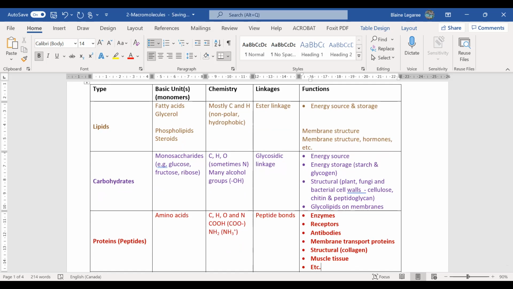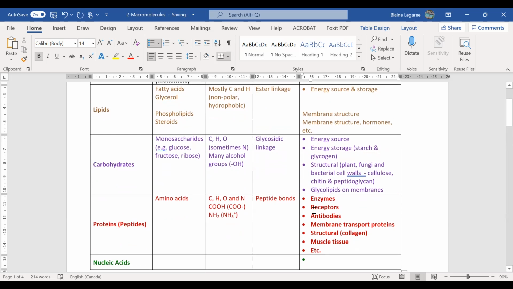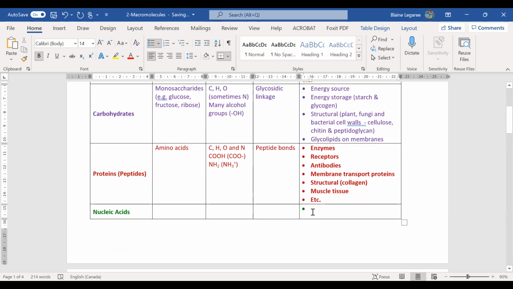The big one, of course, we're going to talk about in this class is enzymes, and the other big one is membrane transport proteins. So we do have a couple more things to say about proteins before we get to the nucleic acids.